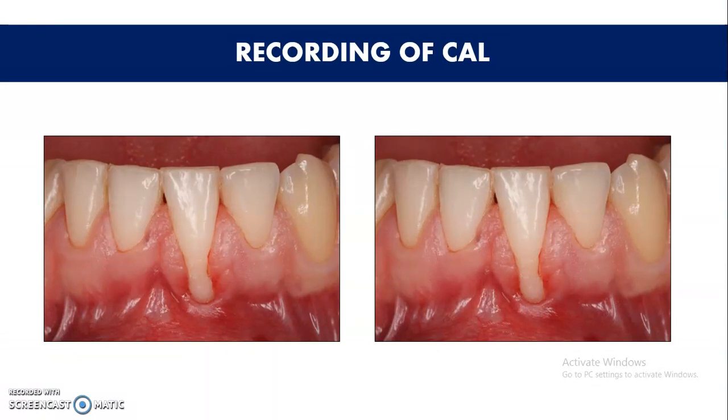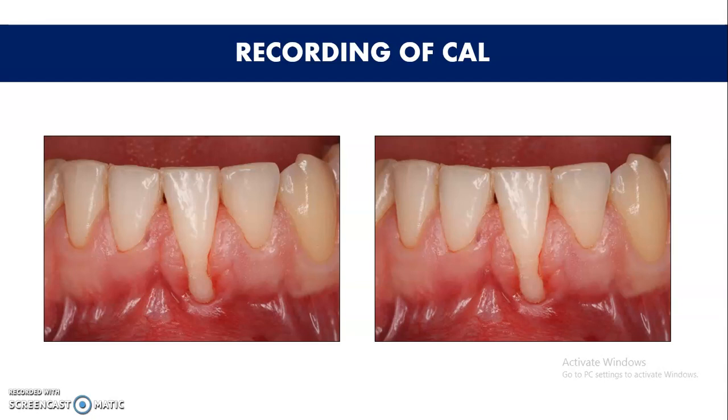Now let's see how to record clinical attachment level or loss. As we have seen earlier, two measurements are needed to calculate CAL: PPD and the distance from CEJ to margin. In this case, let's measure the CAL in 3-2. It is evident that the tooth has recession. The marginal gingiva is apical to CEJ and hence CAL is obtained by adding both the values.